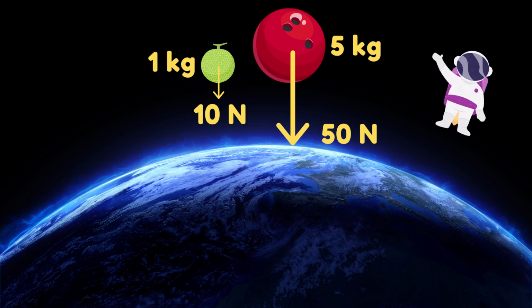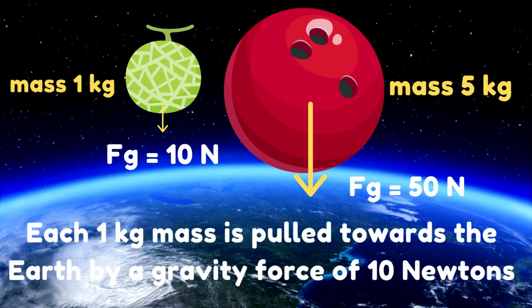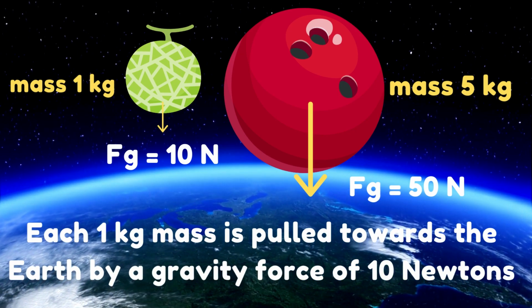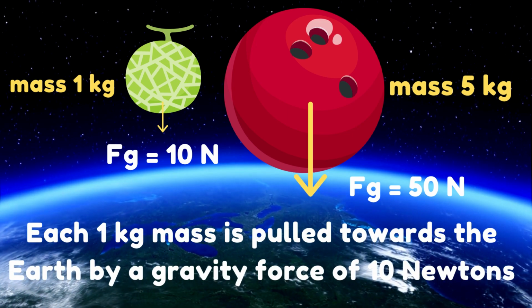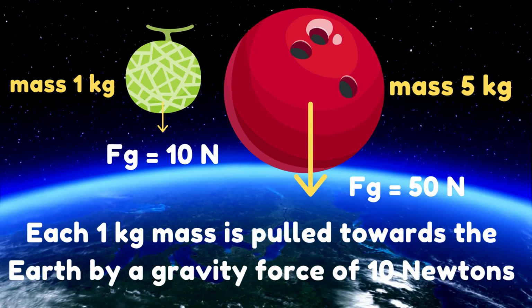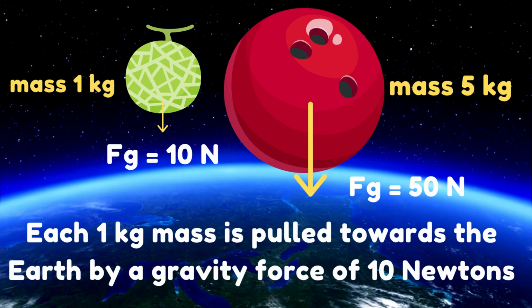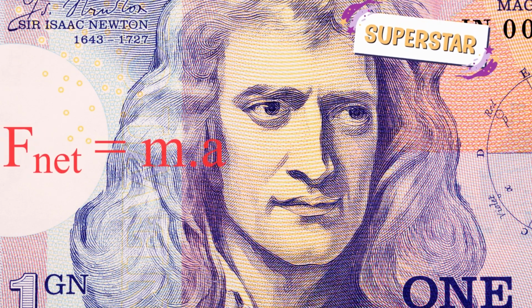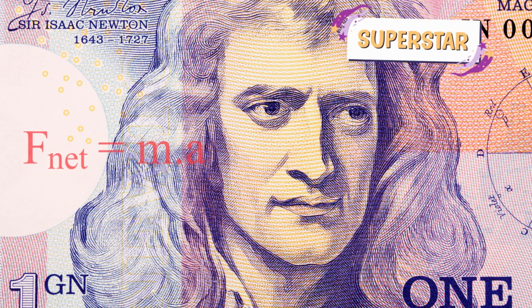Take a look at these free body diagrams for the cantaloupe and the bowling ball. There is a 10 Newton gravity force pulling the cantaloupe down, or the cantaloupe's weight is about 10 newtons. There is a 50 Newton gravity force pulling the bowling ball down, or the bowling ball's weight is about 50 newtons. Let us calculate the acceleration of each object using Newton's second law.